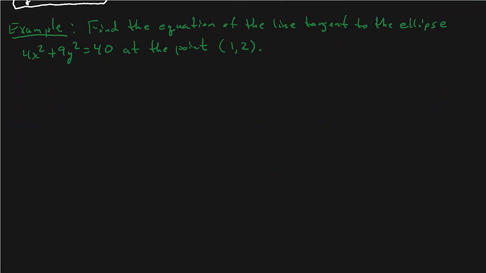Find the equation of the line tangent to the ellipse 4x squared plus 9y squared equals 40 at the point 1, 2.